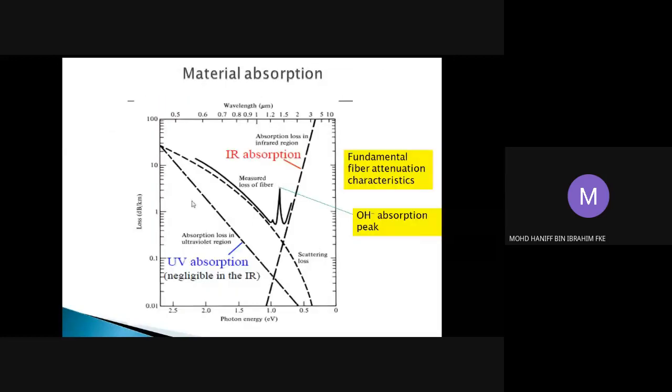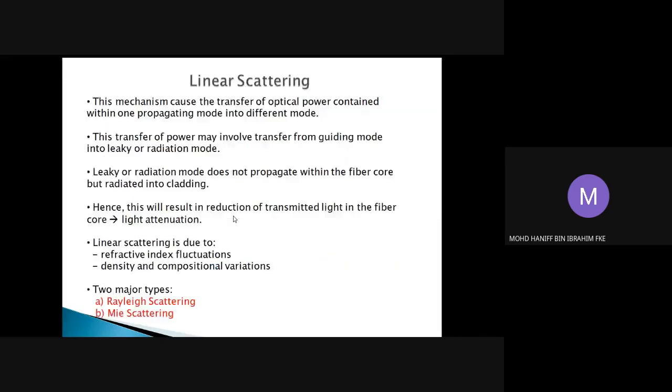Okay, we notice this line here. This is scattering loss, and from what we have learned before, the major effect of this scattering loss is due to Rayleigh scattering. So what is Rayleigh scattering?